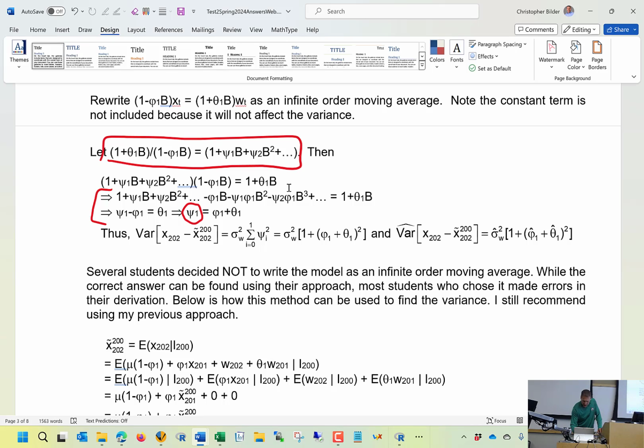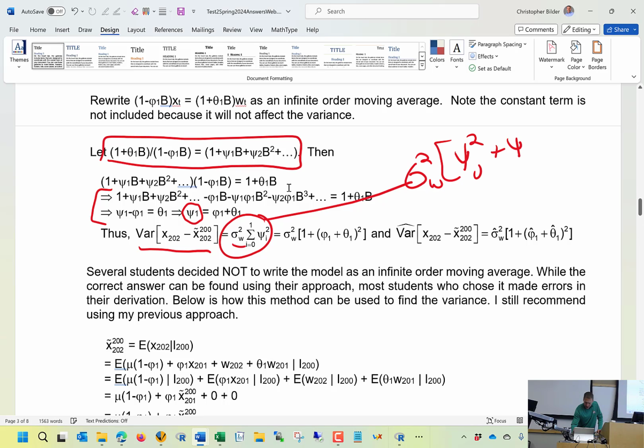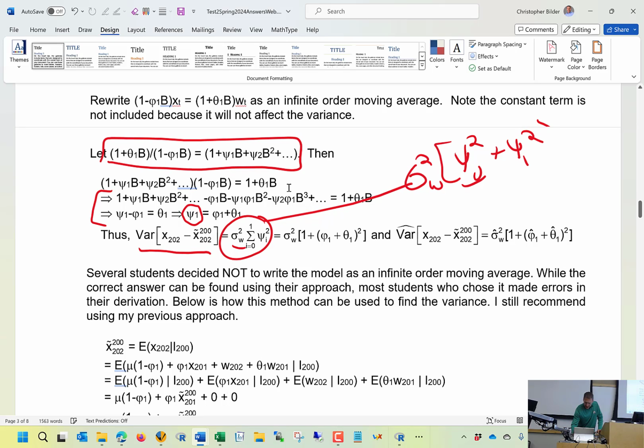Now, the general expression for the forecast error variance ends up being sigma squared W times the sum from i equals 0 to m minus 1. M in this case is 2, so I just need to do my sum up to 1. What does that mean for us? Well, we have sigma squared W times psi 0 squared plus psi 1 squared. This psi 0 is always 1. So now we have this psi 1. You can just simply put it right in there and get the variance.